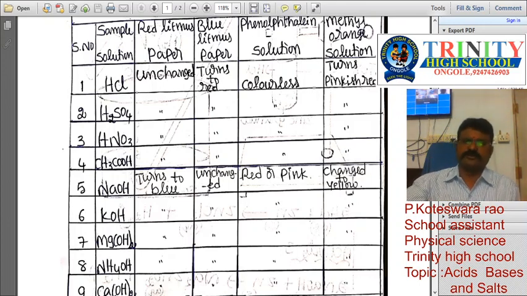Take one red litmus paper and dip it in that first watch glass. Take blue litmus paper, dip it into the second watch glass. Take phenolphthalein solution in the third watch glass and add methyl orange solution in the fourth watch glass. Then what about our concept? We want to observe the colors, either the colors change or not. If the colors change, you can note down in our notes or on our paper.